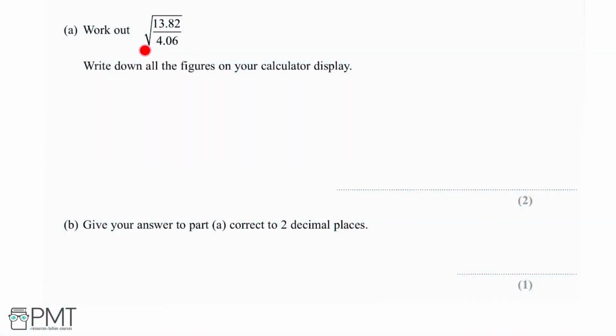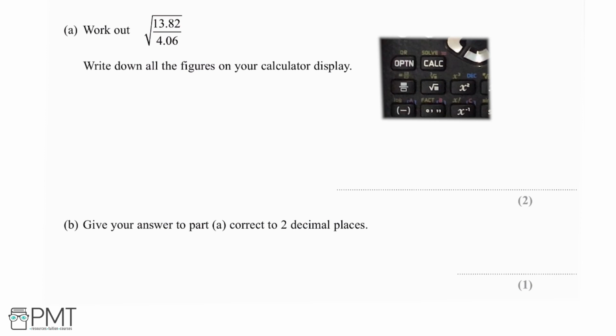Work out the square root of 13.82 divided by 4.06, writing down all the figures on our calculator display. Your calculator might look slightly different, but the idea should be the same. First, I'm going to click a button which should look like this for a square root, and then a fraction button, something like this. Now I'm going to use the arrows to make sure I select the top of the fraction and enter 13.82. I'm then going to select the bottom of the fraction and do 4.06.